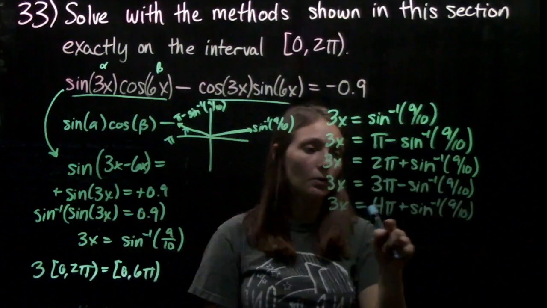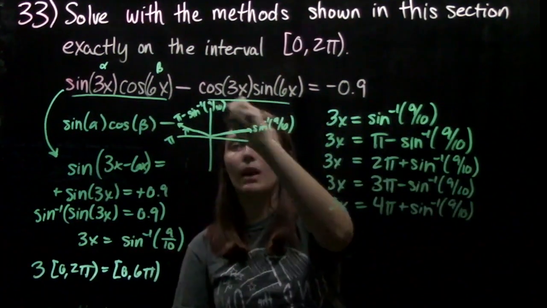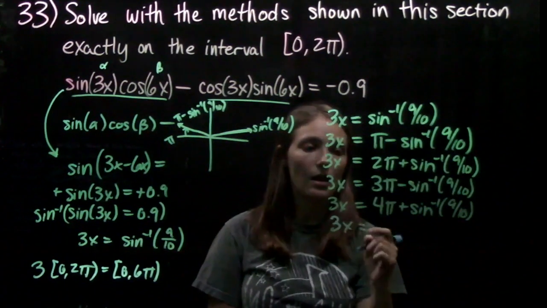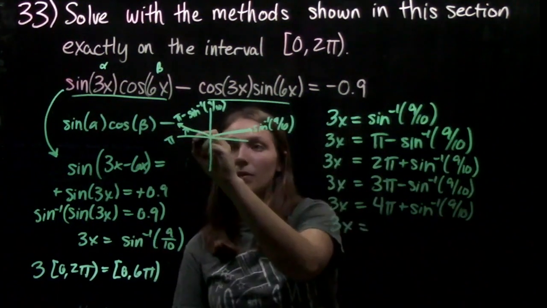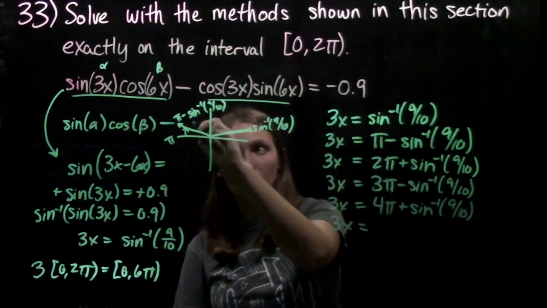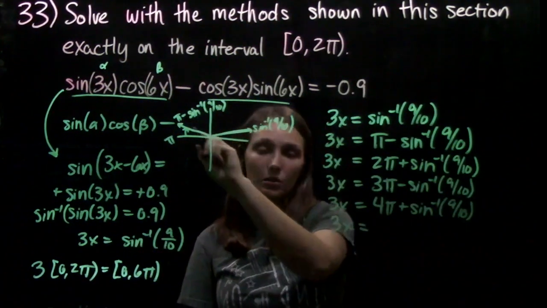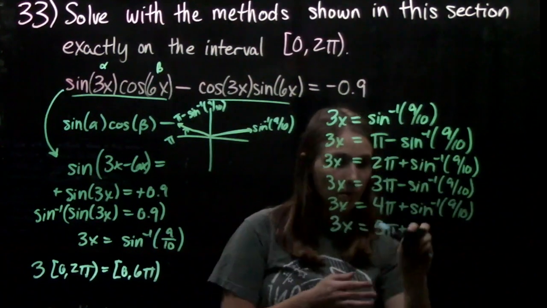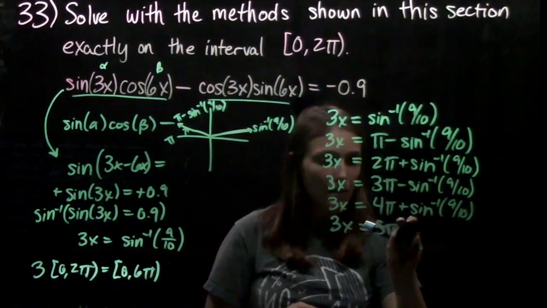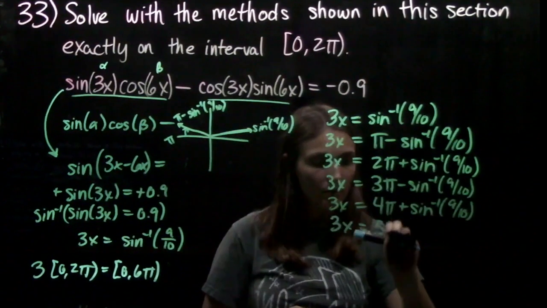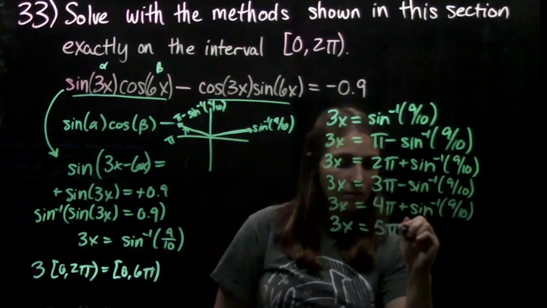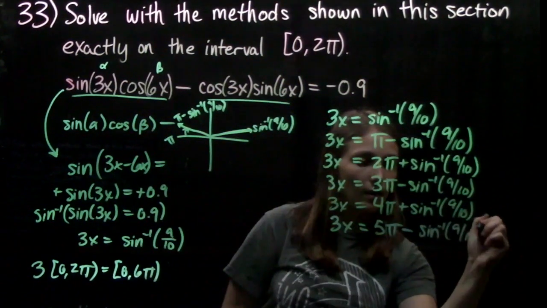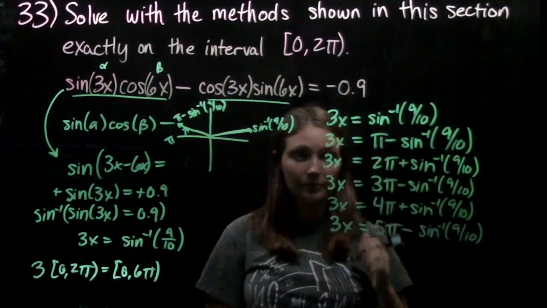So now at this 4 pi, we've gone around the circle twice with this one. We've added 2 pi, and then we've added another 2 pi. And here what we're doing in our next step is we have started with this one. We've added 2 pi, and now we're adding another 2 pi. So that's pi plus 2 pi plus 2 pi is going to be 5 pi plus, sorry, that's not a plus, that's going to be a minus. It's going to be a 5 pi minus the inverse sine of 9/10.